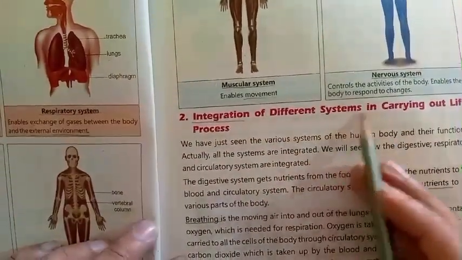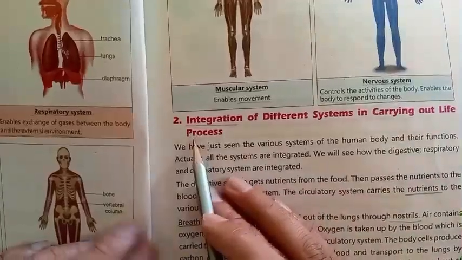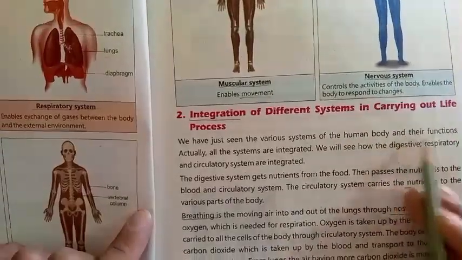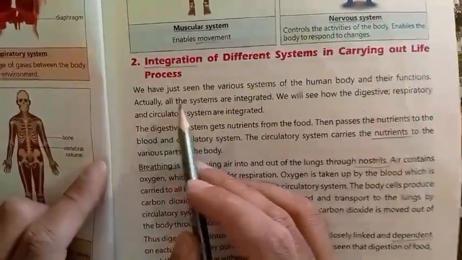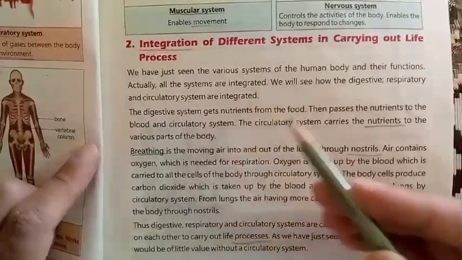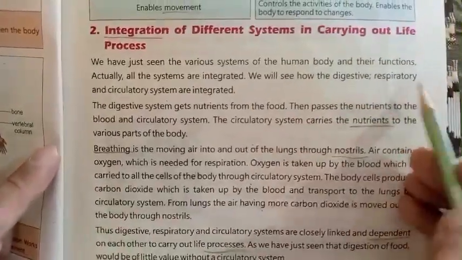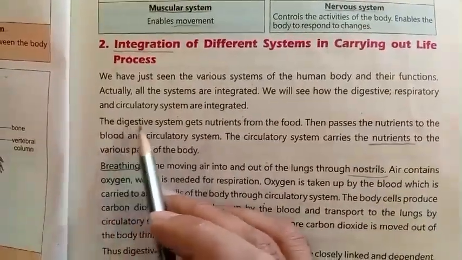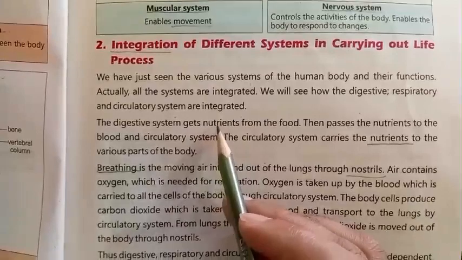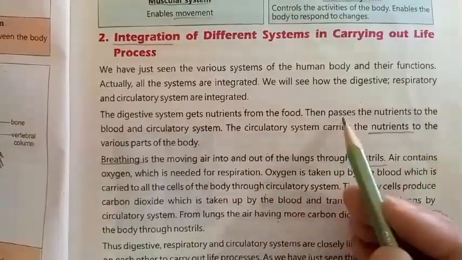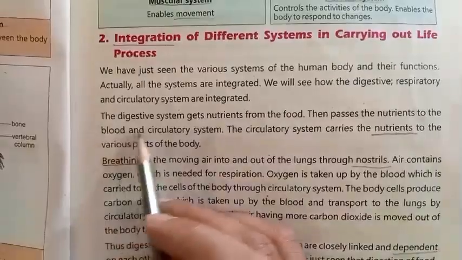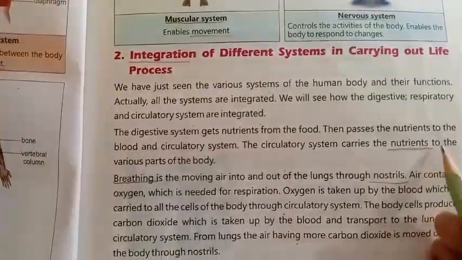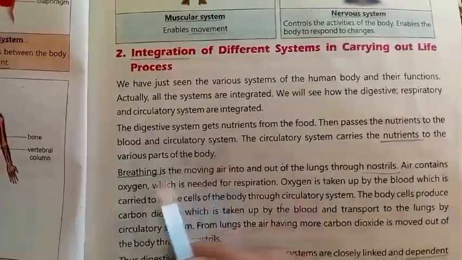Number 2. Integration of different systems in carrying out life processes. We have just seen the various systems of the human body and their functions. Actually, all the systems are integrated. We will see how the digestive, respiratory, and circulatory systems are integrated. The digestive system gets nutrients from the food, then passes the nutrients to the blood and circulatory system. The circulatory system carries the nutrients to the various parts of the body.